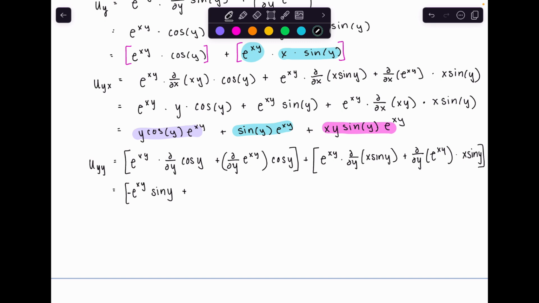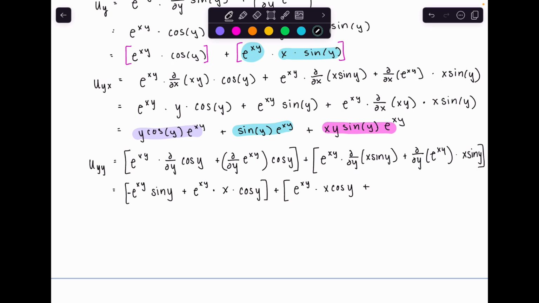And then here, derivative of e to the xy is e to the xy. Chain rule, derivative of this with respect to y is going to be x. And then we've got the cosine of y attached. Second piece, we've got e to the xy. Derivative of sine of y is positive cosine. So this becomes x cosine of y.